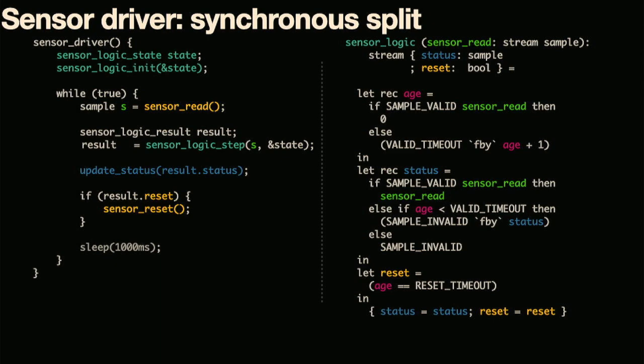But we want the previous age incremented by 1, right? But at the very start of execution, there is no previous age, so we need to provide a default value to start with. So we say valid timeout followed by the age plus 1. And we do a similar thing for the status.